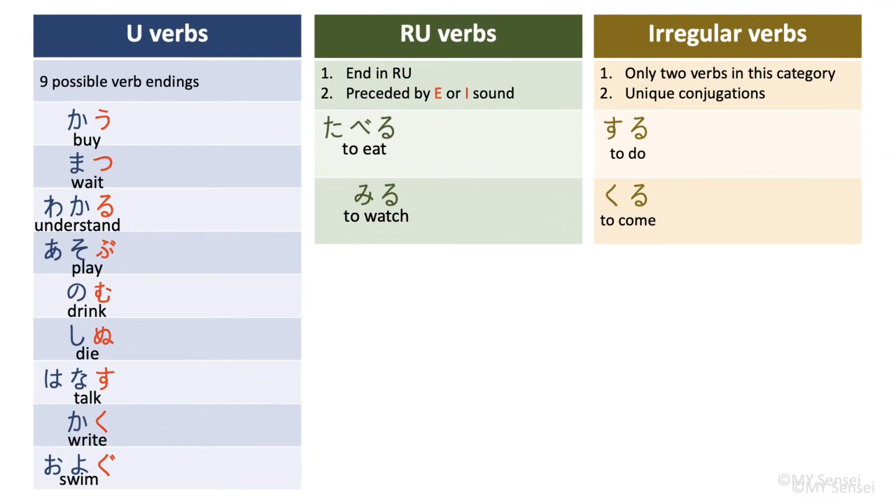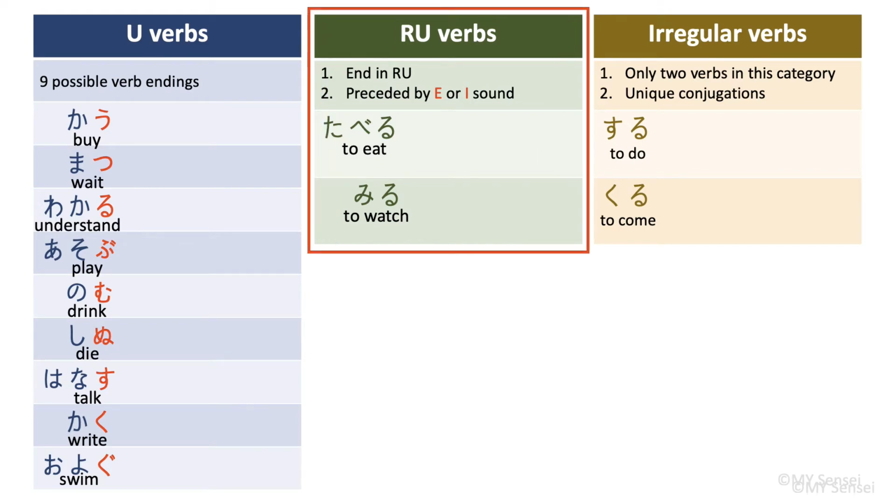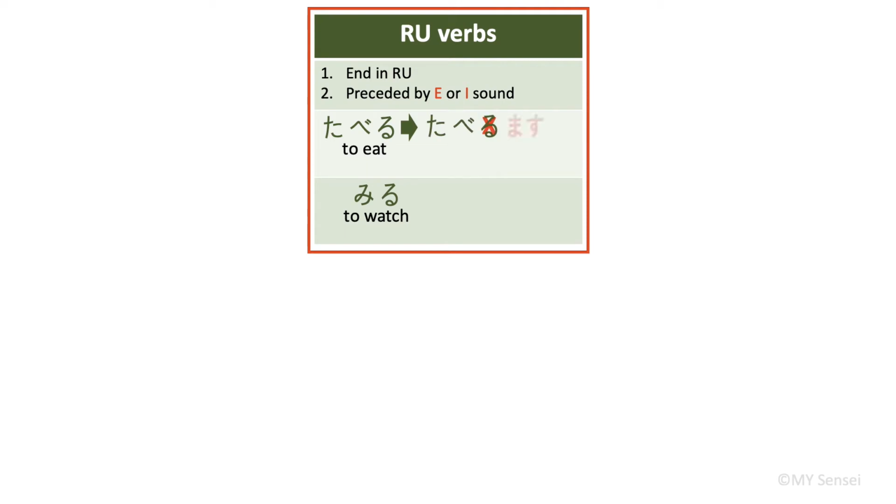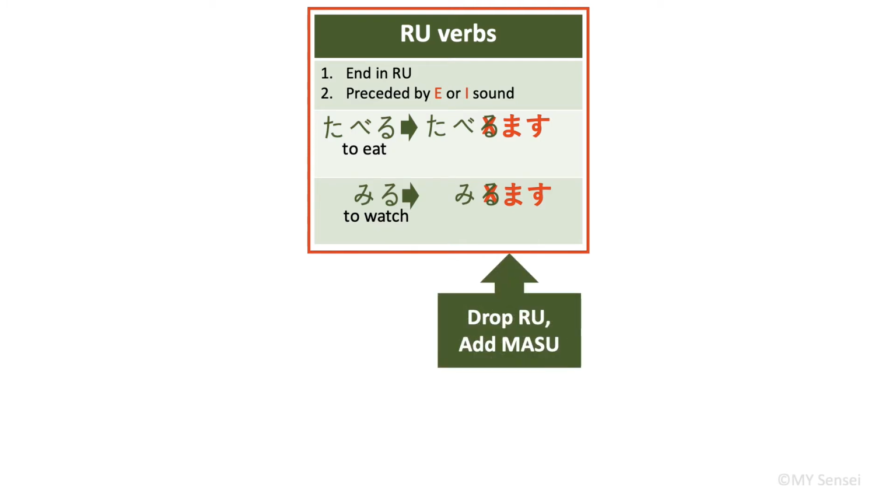Let's begin with Ru verbs and change them from short forms to masu forms. The long form of taberu is tabemasu. The long form of miru is mimasu. The formula is to drop the ru ending of a Ru verb and then add masu. This way you will get the long form, aka polite form, of the Ru verbs.